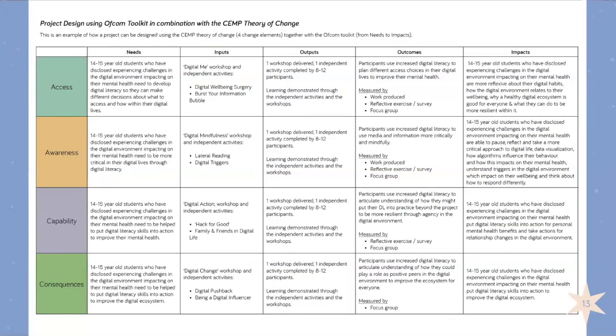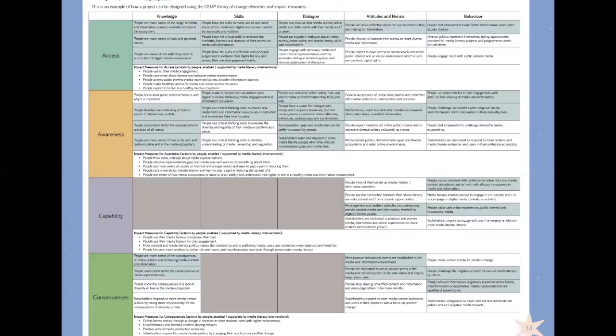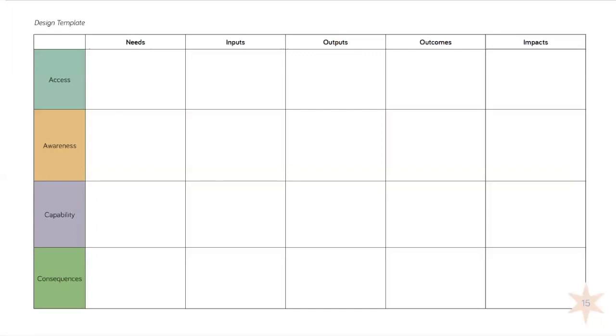Crossing the 4 elements, access, awareness, capability, and consequences, with needs, inputs, outputs, outcomes, and impacts. And thinking about the impact measures and the template to apply it to your own project.